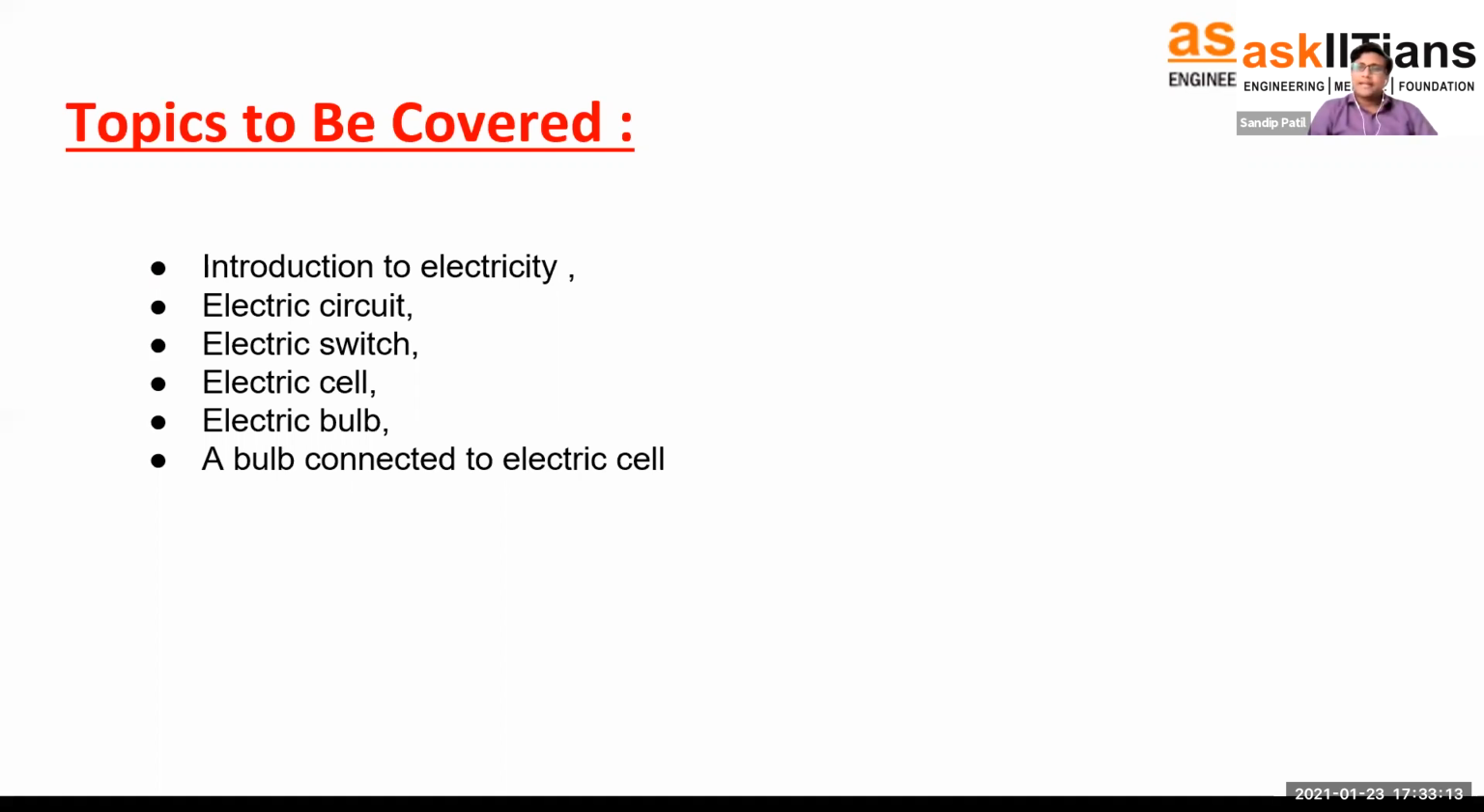Then how we can connect the bulb to the cell, and the different combinations of bulbs. Obviously, in our home there is not only one bulb; there are many bulbs and many instruments. So how do we connect them into a circuit, and which source should we use to connect all these things? We have to see all these things in today's session.